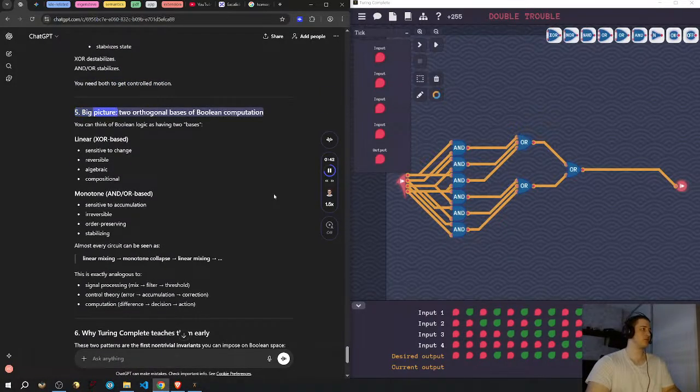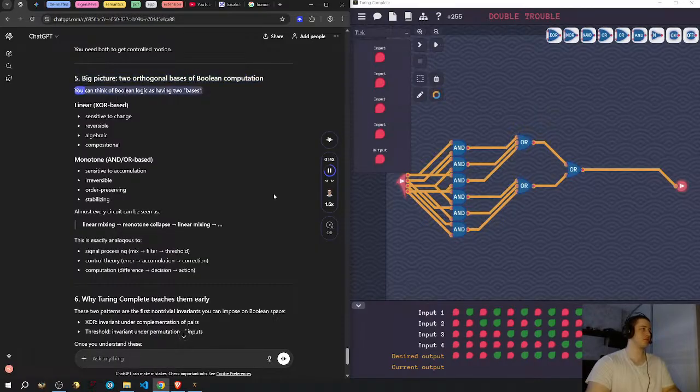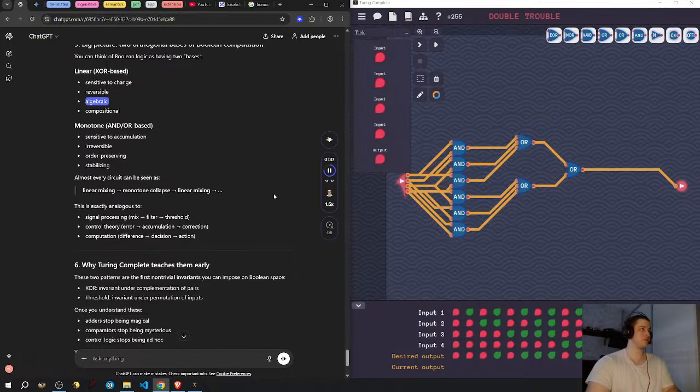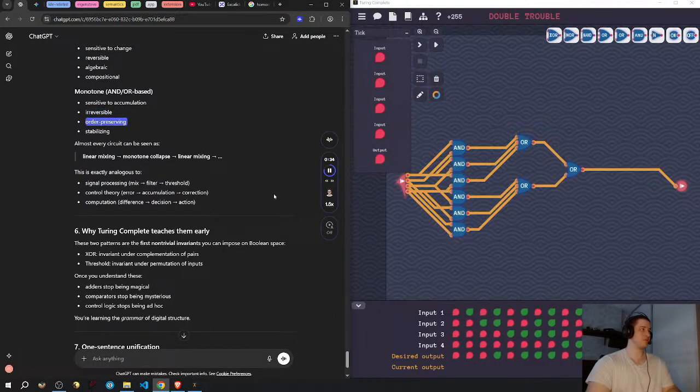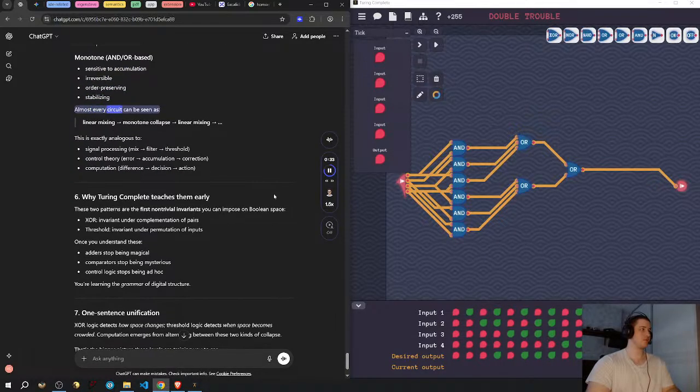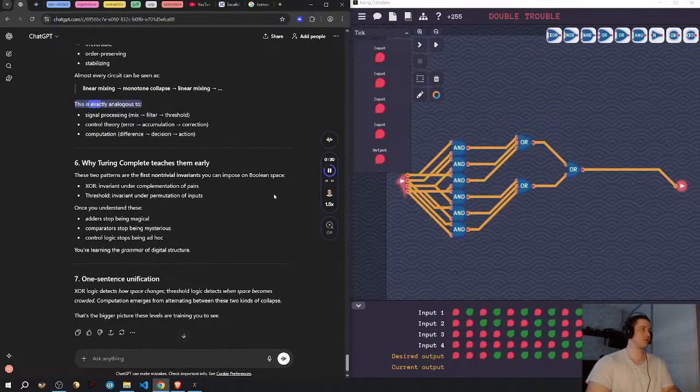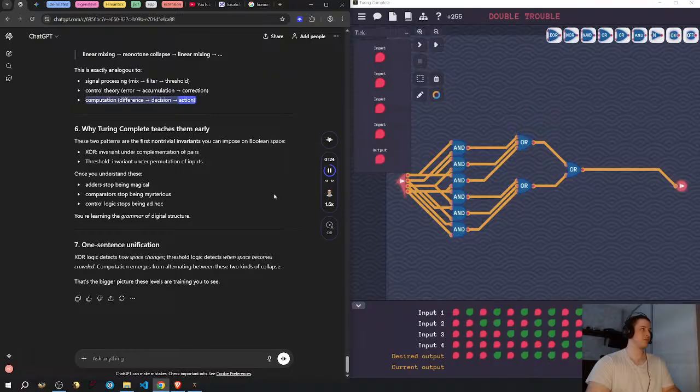5. Big picture: two orthogonal bases of Boolean computation. You can think of Boolean logic as having two bases. Linear, XOR-based: sensitive to change, reversible, algebraic, compositional. Monotone, AND/OR based: sensitive to accumulation, irreversible, order-preserving, stabilizing. Almost every circuit can be seen as linear mixing, monotone collapse, linear mixing. This is exactly analogous to signal processing: mix, filter, threshold. Control theory: error, accumulation, correction. Computation: difference, decision, action.